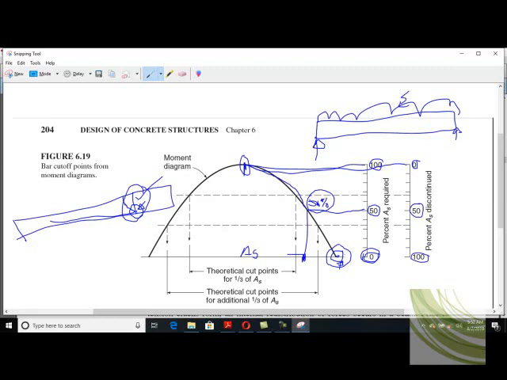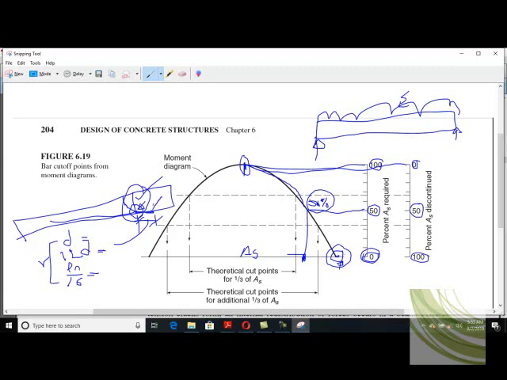So if you are interested in preventing this kind of shear stress concentration, you need to extend this critical point to the actual point. This distance is basically kept equal to d, the effective depth, or 12 times the bar diameter, or ln, the clear span, divided by 16. You select the maximum value from these and add that distance to the theoretical cutoff distance. So the theoretical cutoff points will be extended to there.